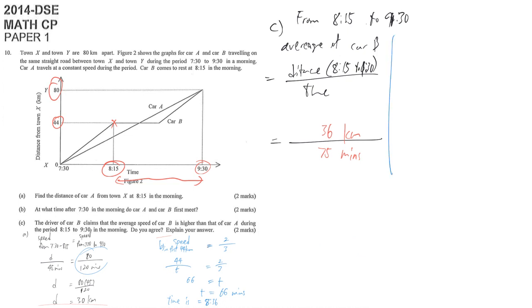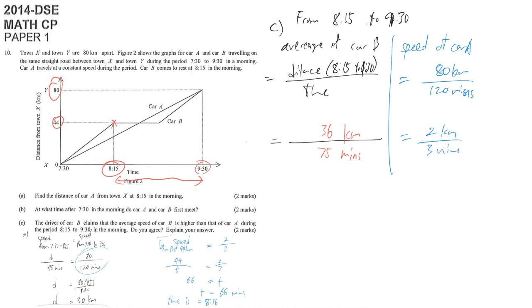So compare with the speed of car A. Basically, it's just the average speed throughout the whole journey, or you may say it's not necessary to calculate this section, because the speed is just constant. So the distance again is 80 km divided by 120 minutes. Then we get 2 km per 3 minutes.